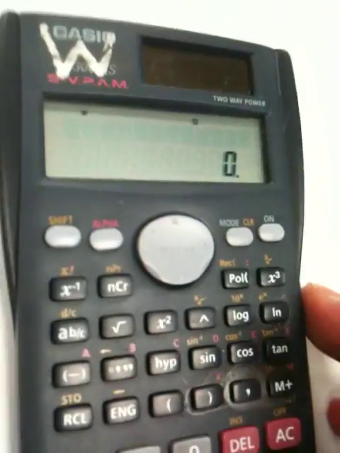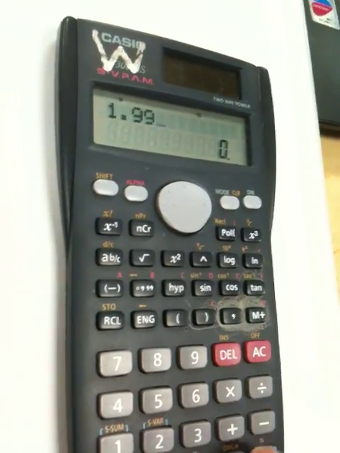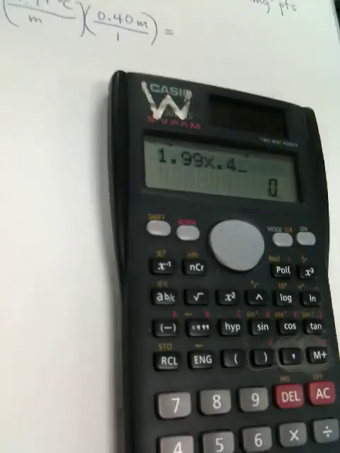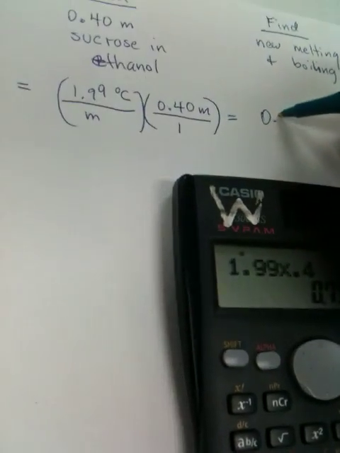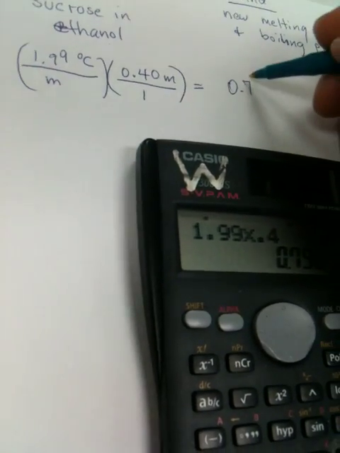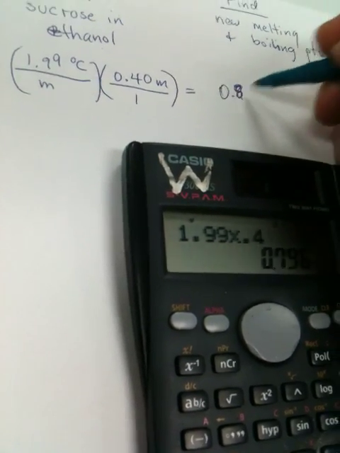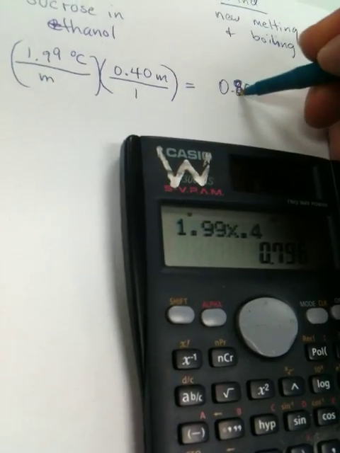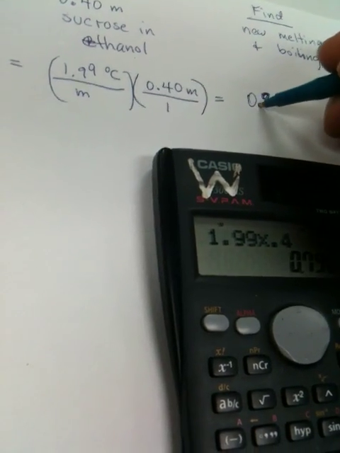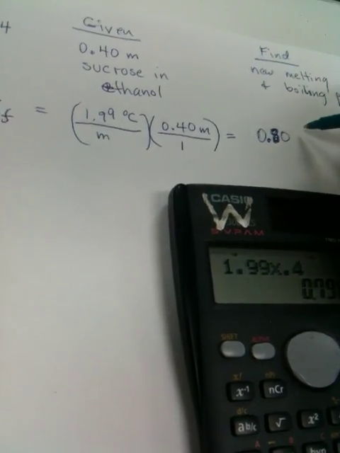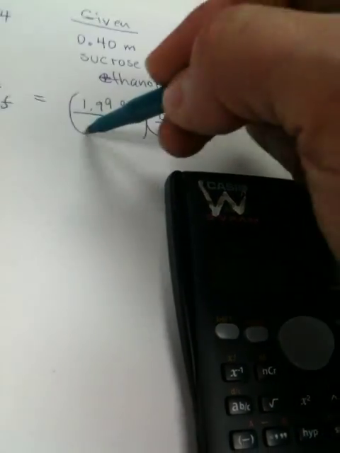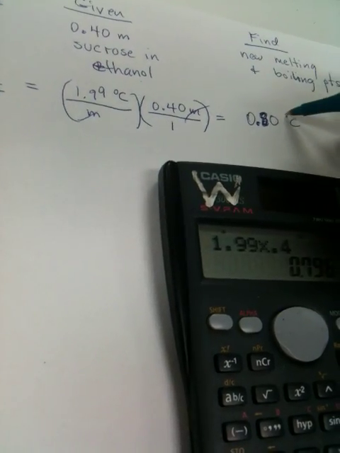Okay, so these calculations are really pretty simple and won't give you big troubles. But 1.99 times 0.4, and that's going to give us 0.7. Actually, we could make this 0.80. I'm going to round. You only need 2 decimals on these guys. All right, and this is our degrees centigrade.